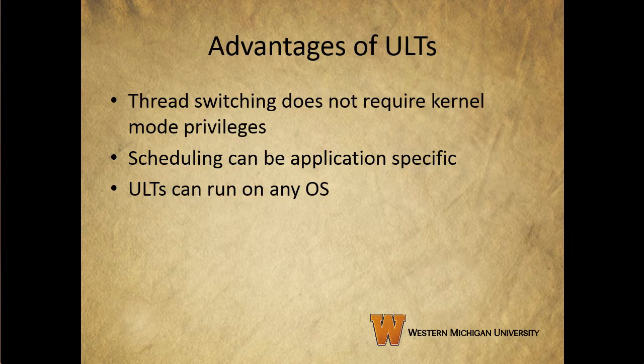So user-level threads can be advantageous because thread switching doesn't require kernel mode privileges. We can do all of it within our own application as users with only user-level privileges. Scheduling can be application-specific. We can go ahead and do our own scheduling amongst our threads without having to let the kernel take care of that. And they can run on any operating system. So even if you have an operating system with a kernel that can only deal with things at a process level, we can actually leverage the advantages of threads ourselves.